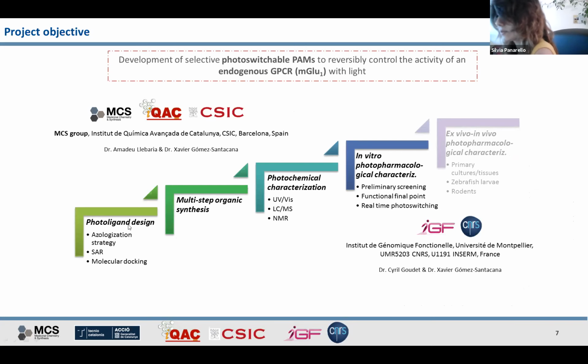As you can see, it starts with the photoligand design. Then we pass to the multiple-step organic synthesis and subsequent photochemical characterization of the compounds of interest before getting tested pharmacologically. At IGF, it was expected to continue with the in vitro characterization, and generally, if the in vitro results are promising, we continue with in vivo characterization. It's not so easy to reach this point.